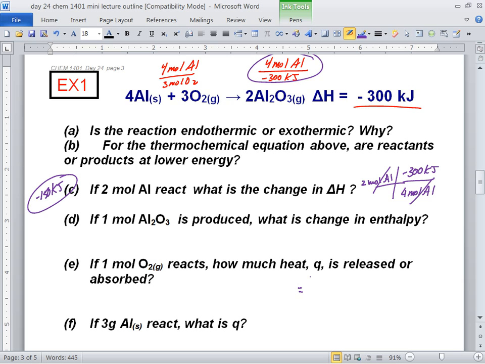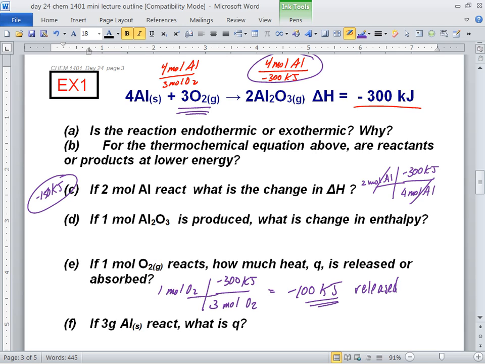Giselle, did you get an answer for E? Not yet? What did you get? Negative 150? Negative 100? You might want to work this one out. 1 mole of O2, and there are three oxygens for every negative 300 kilojoules. So you should be getting negative 100. That's part of it, but they want to know released or absorbed. So what word do I write? Released, because it is negative or exothermic. Negative 100 kilojoules will be released.